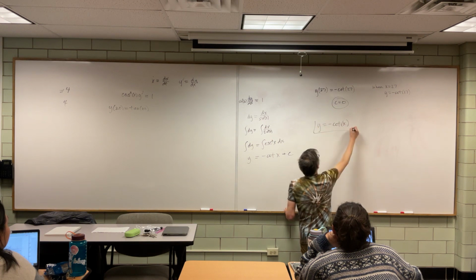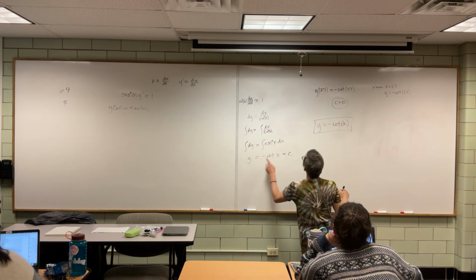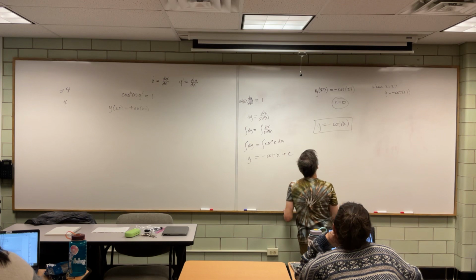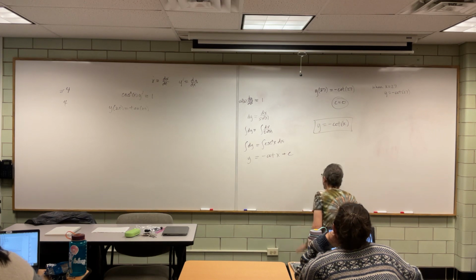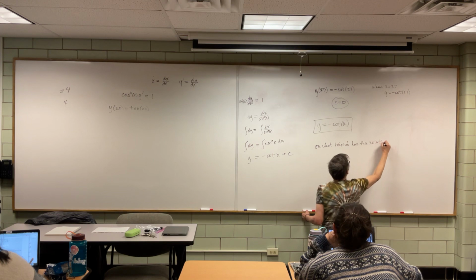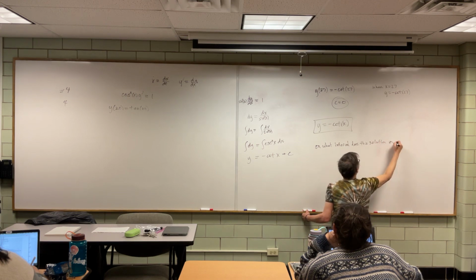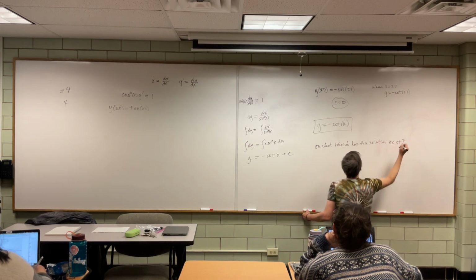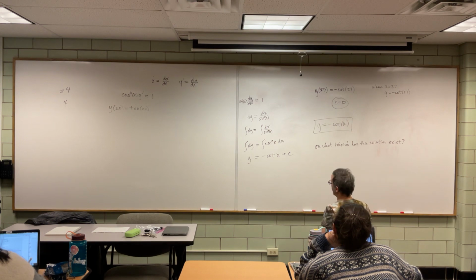So this is my solution that satisfies that initial condition. And then they ask on what interval does this solution exist? I think this is the trouble spot, right? Here's the tricky part. So let's go back to the original problem.